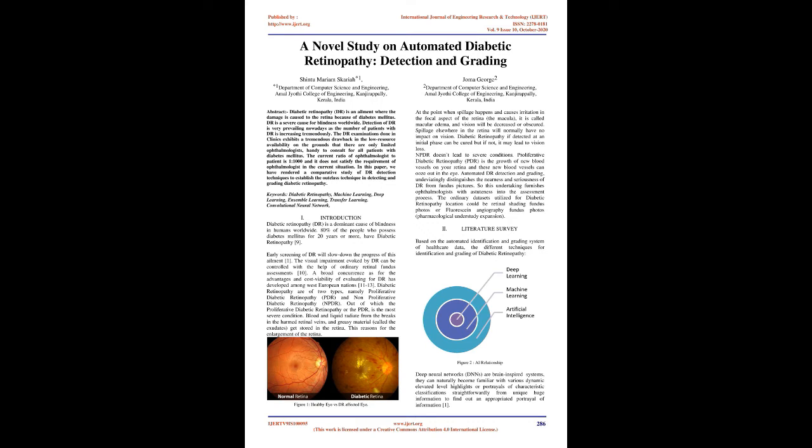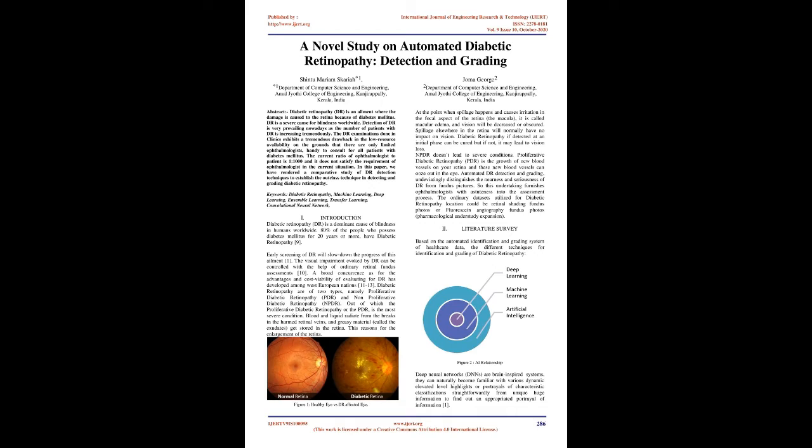A novel study on automated diabetic retinopathy detection and grading. Abstract: Diabetic retinopathy, DR, is an ailment where damage is caused to the retina because of diabetes mellitus. DR is a severe cause of blindness worldwide. Detection of DR is very prevalent nowadays as the number of patients with DR is increasing tremendously.